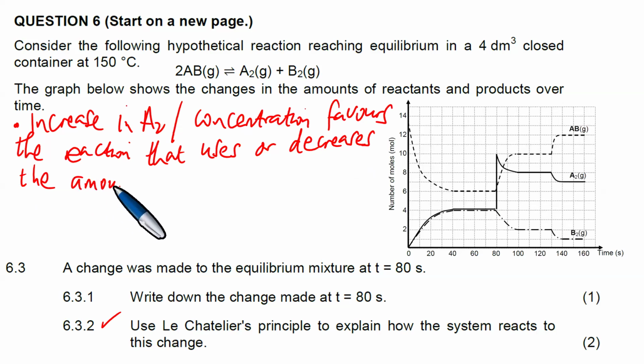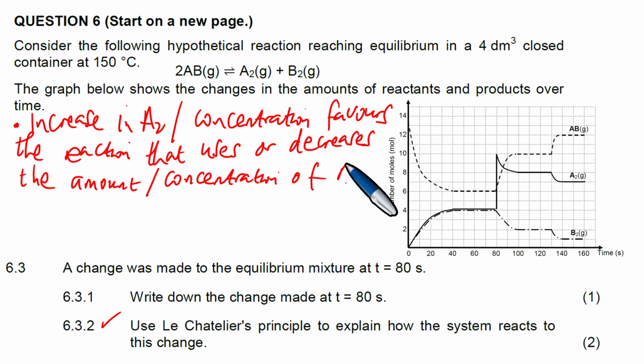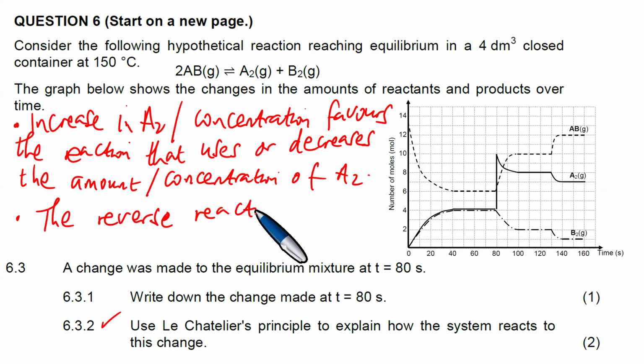Okay, we're going to analyze together what this means. The amount, or the concentration of A2. Right, so next we can say the reverse reaction is favored. The reverse reaction, okay, is favored.